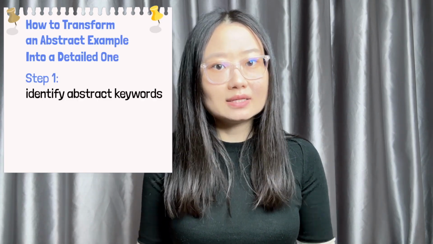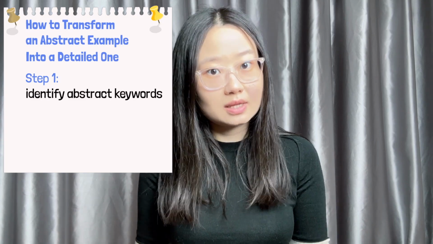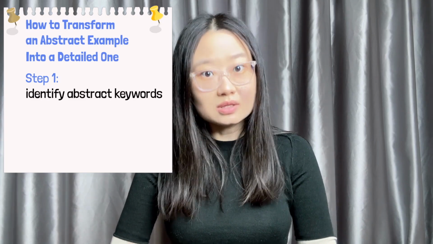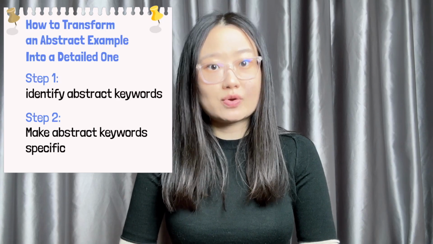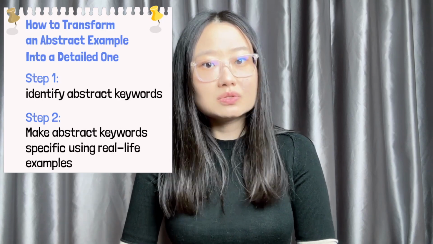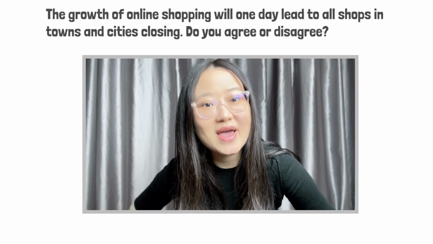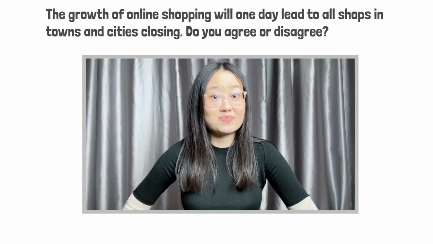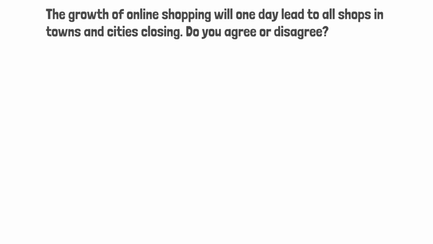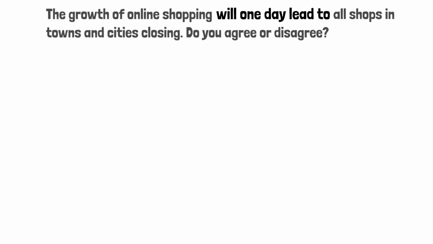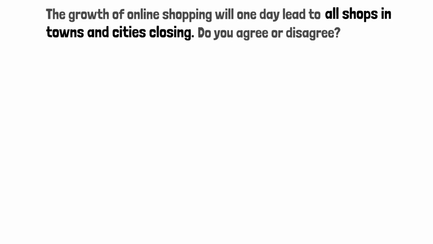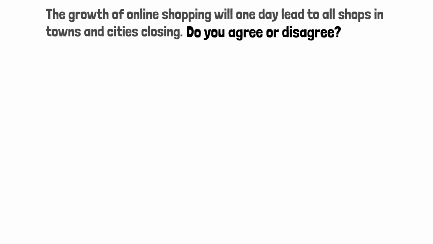You simply identify the abstract keywords in the sentences you've already written and then make those abstract keywords more specific using real-life examples. Let's look at this question in IELTS 14 General Training. By the way, General Training Test 2 questions may appear in academic tests. The growth of online shopping will one day lead to all shops in towns and cities closing. Do you agree or disagree?